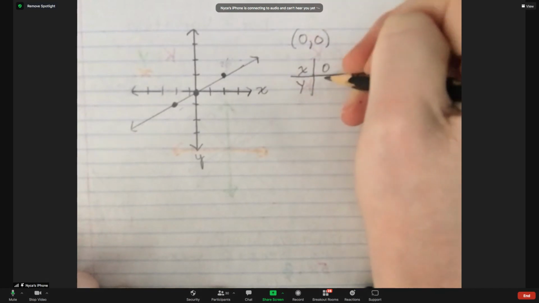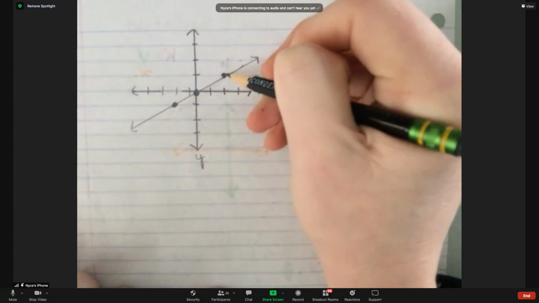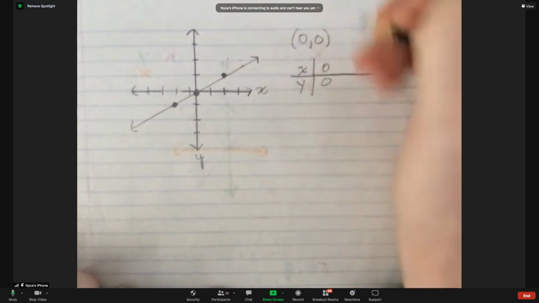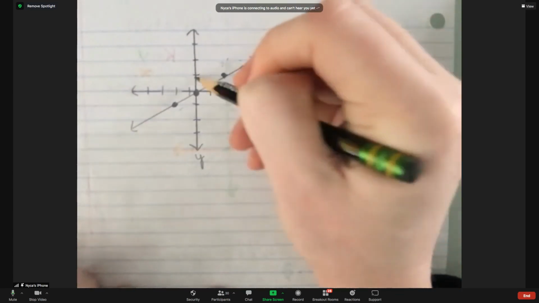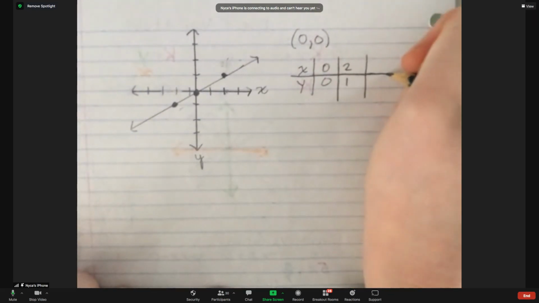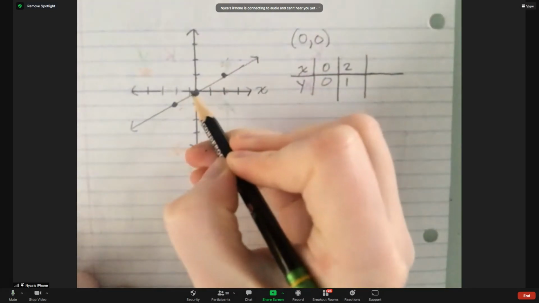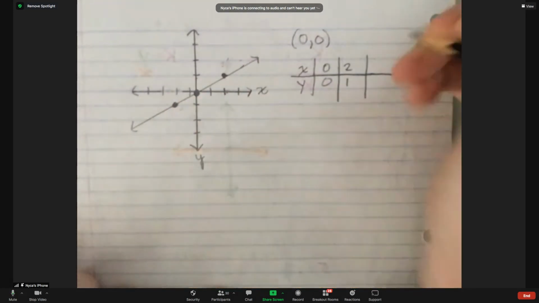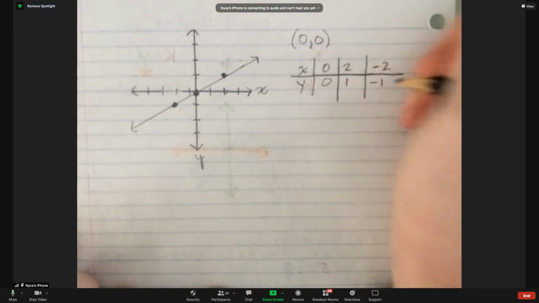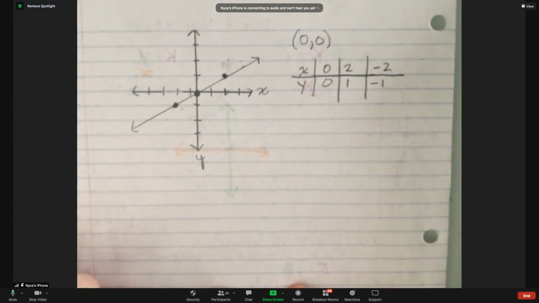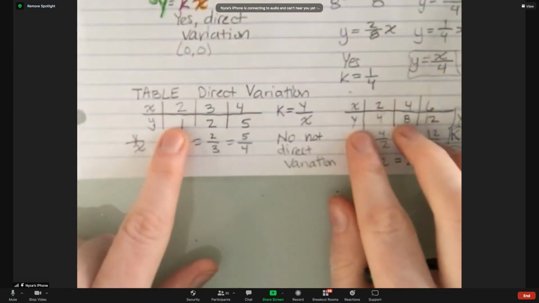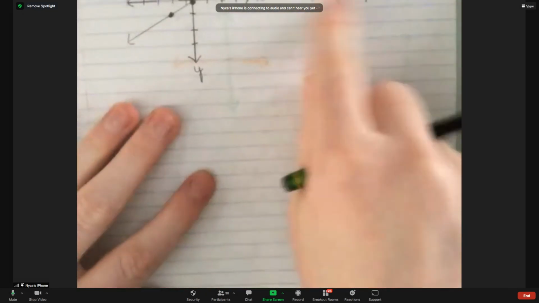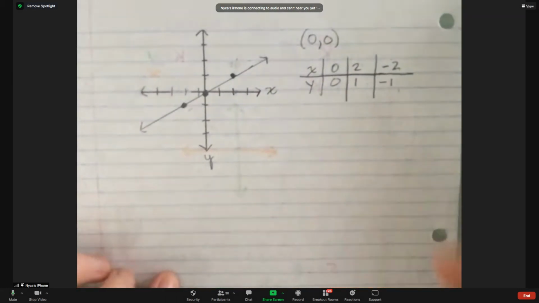So I see one ordered pair is 0, 0. What is the ordered pair here? 2, 1. So when X is 2, Y is 1. And then what do I see here? When X is -2, this is -1. Okay, so all you do is you take your ordered pairs, understanding that the ordered pairs are what's in that table. When they gave you the table here, those are ordered pairs. Okay, now you're back to just looking at it as a table.